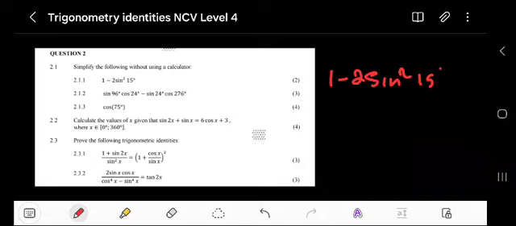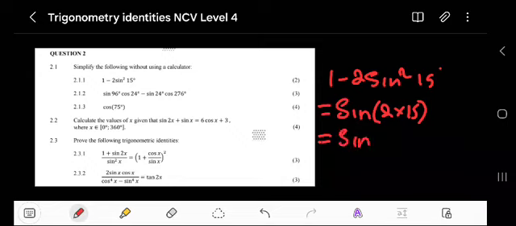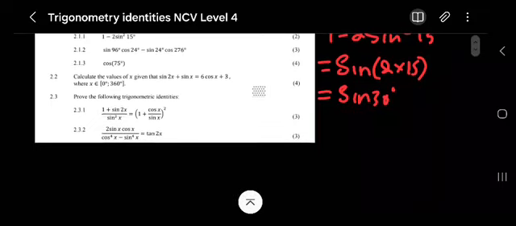So to simplify, as you can see, this is a double angle, guys. This is simply equal to sine of 2 times 15, then this will be sine 30 degrees. This is what we have there.